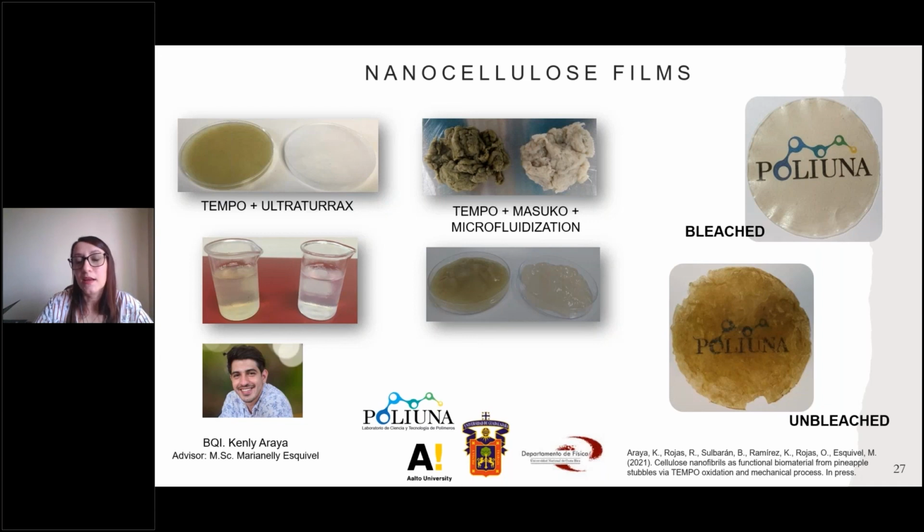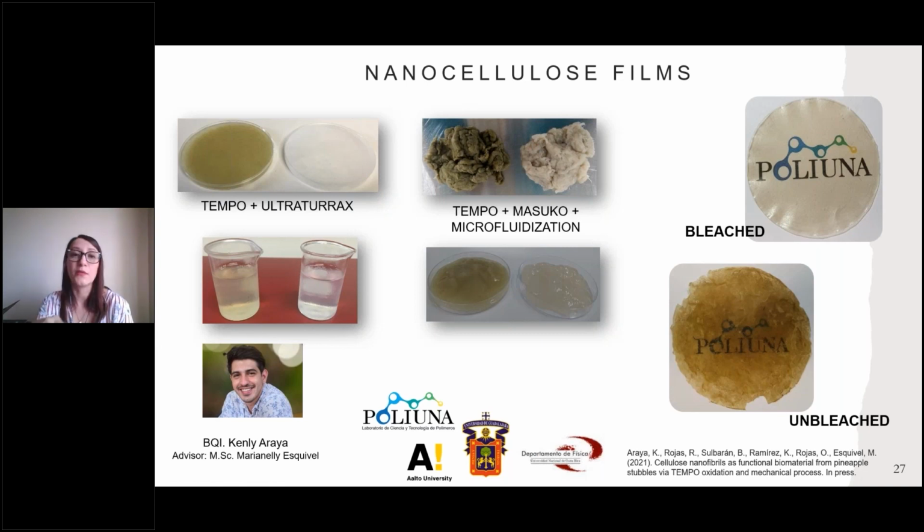We did a process to get these films similar to the process applied for paper. And we got these samples. This is bleached, quite transparent, and this is unbleached, so it keeps the lignin. The idea was to compare if it is necessary to apply a bleaching process. Also, this depends on the application that we are looking for, of course, but the idea is to compare these materials.